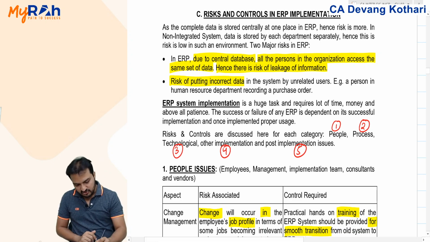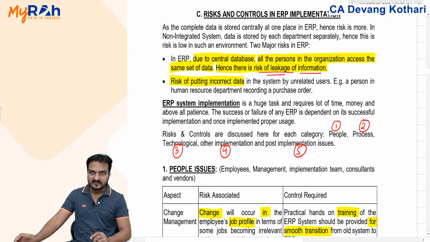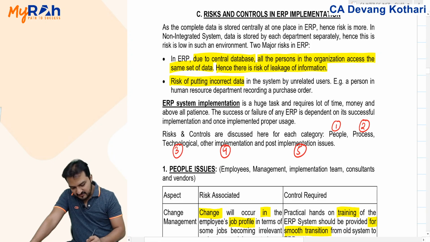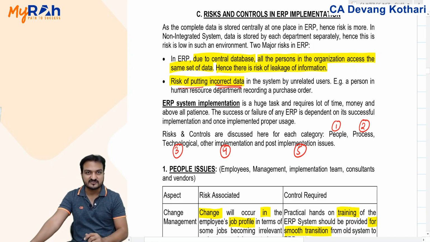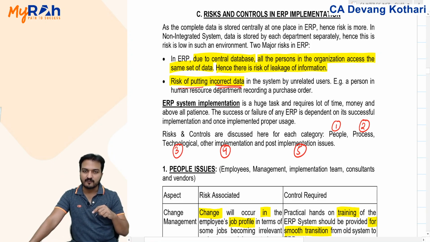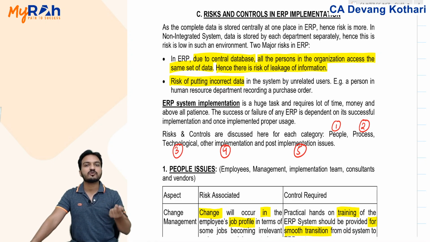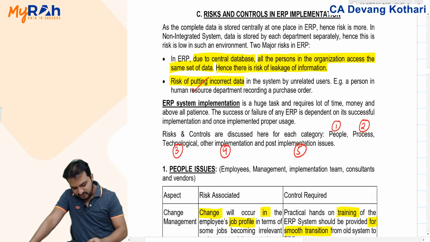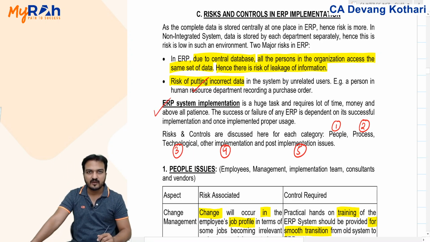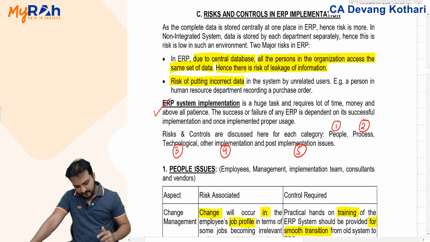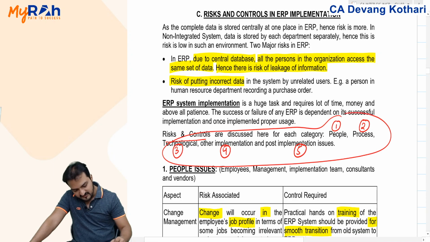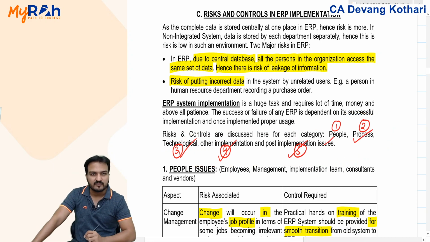Yes, so there is a risk of leakage of information. And there is a risk of putting incorrect data into the system. If everybody accesses the ERP, maybe some person might input wrong data into the ERP. That is also a risk involved. In general, ERP system implementation has lots of risks. All these risks and controls are classified under 5 categories here: people related risk, process risk, technological risk, other implementation, and post implementation risk.